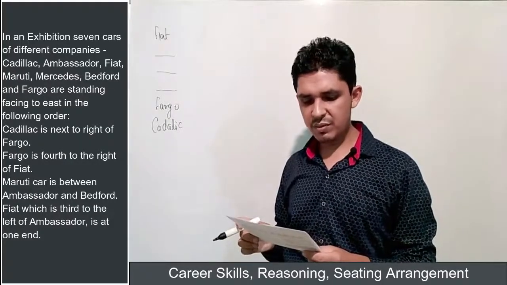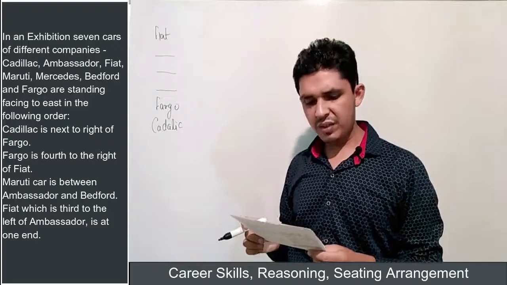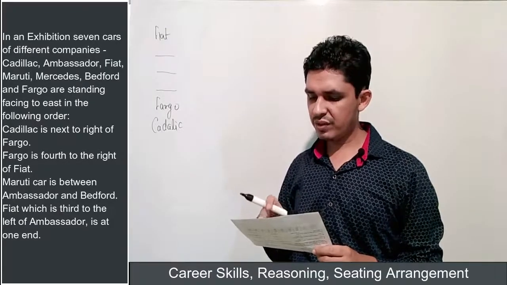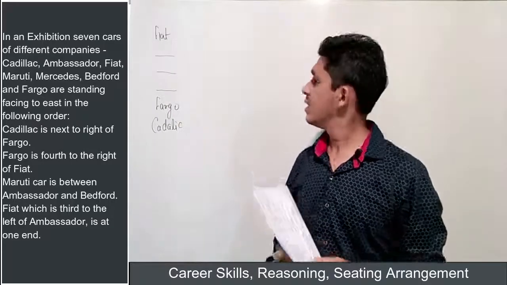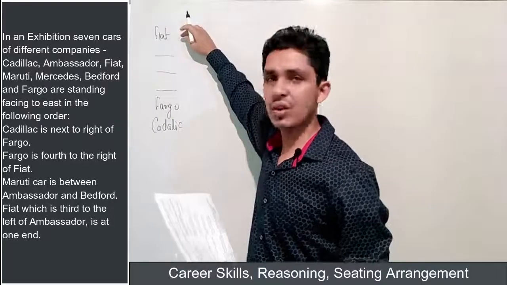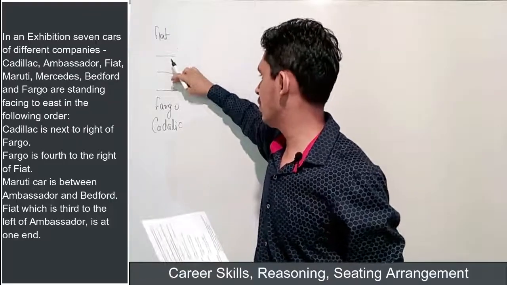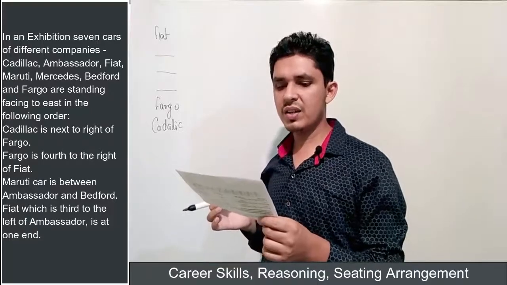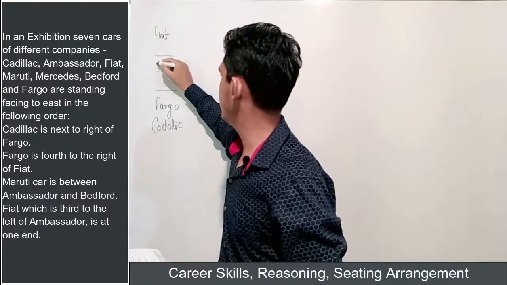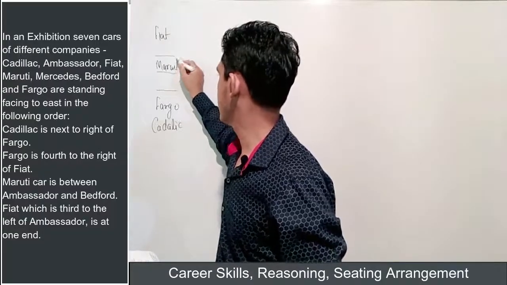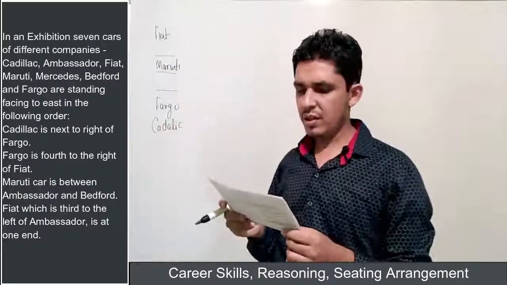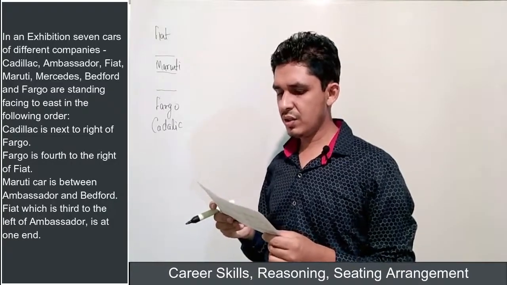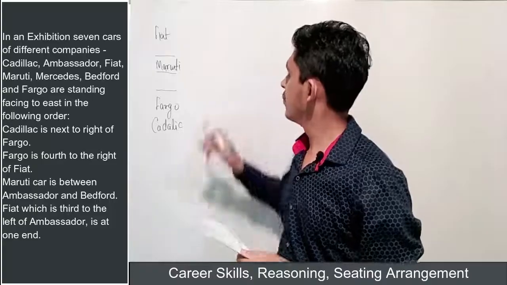Thereafter Maruti car is between Ambassador and Bedford. If we look at the number of cars that we have, 1 2 3 4 5 6 7, we have 7 cars, right? And how many cars have I drawn? 1 2 3 4 5 6. That means the statement Maruti car is between Ambassador and Bedford, that means Maruti must be here. Maruti must be here.